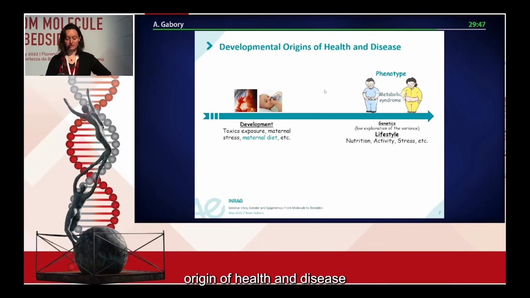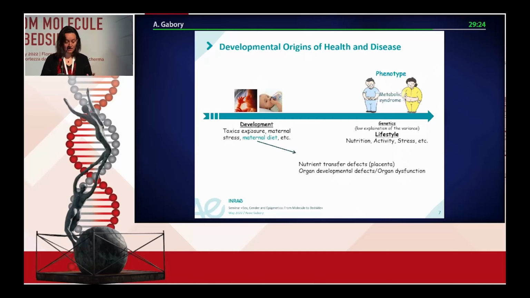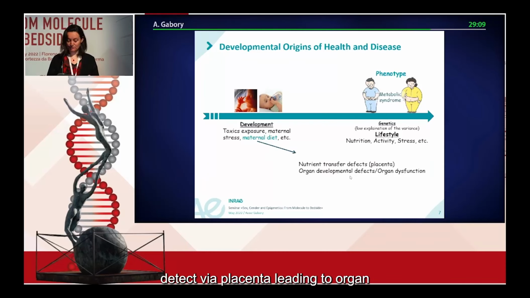Coming to the developmental origin of health and disease, not only the individual's genetics and lifestyle can have an effect on phenotypes, such as a non-communicable disease like metabolic syndrome, but also the environment during development. We are particularly interested in maternal diet, as Suzanne Ozanne discussed yesterday, and the way this can modify the predisposition to non-communicable diseases via nutrient transfer defects through the placenta, leading to organ developmental defects and later organ dysfunction.